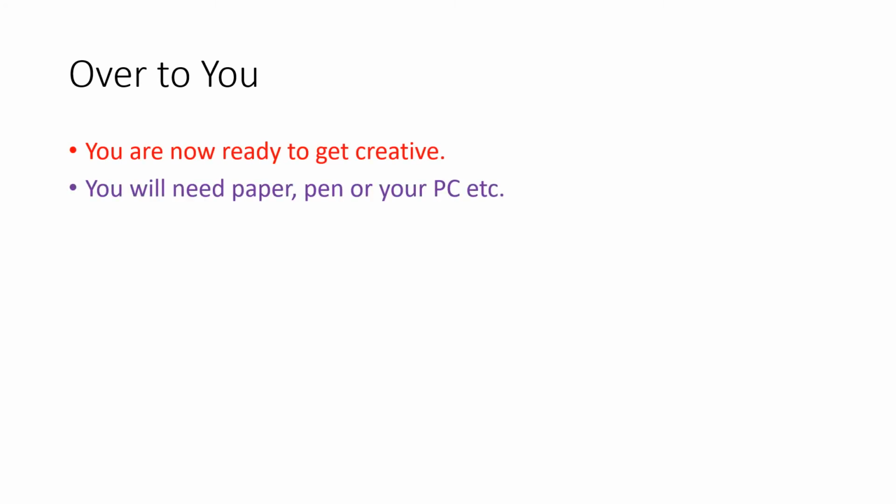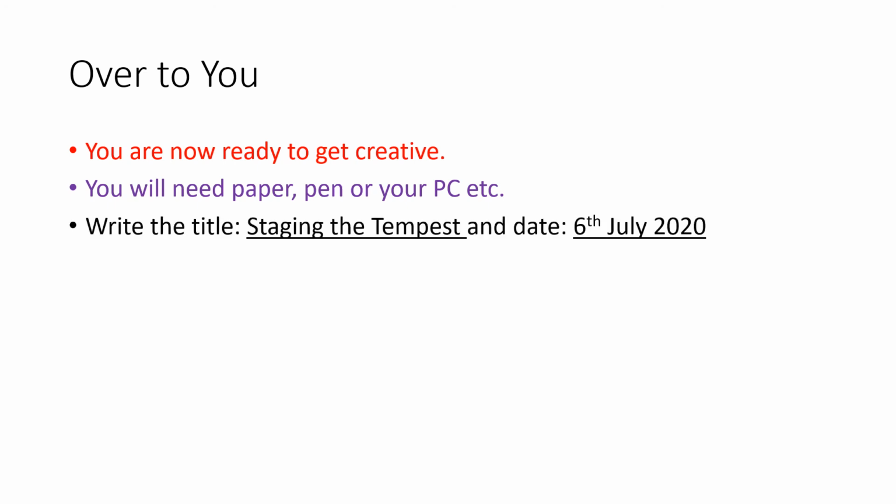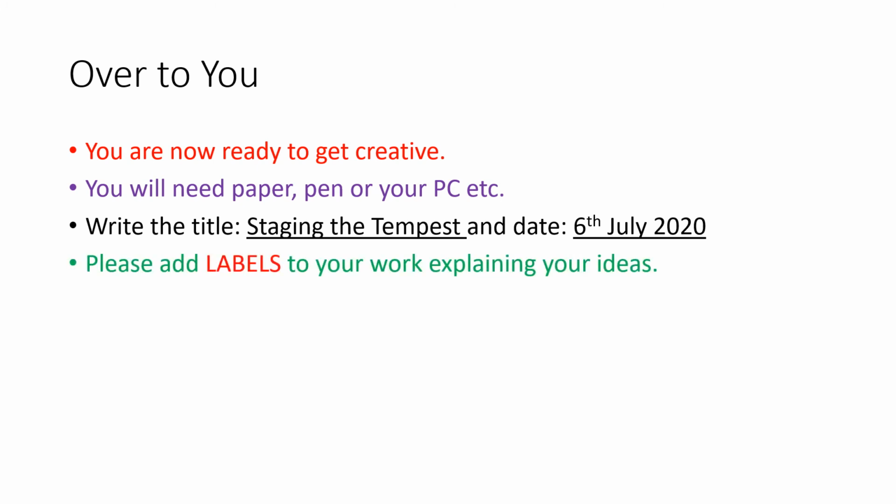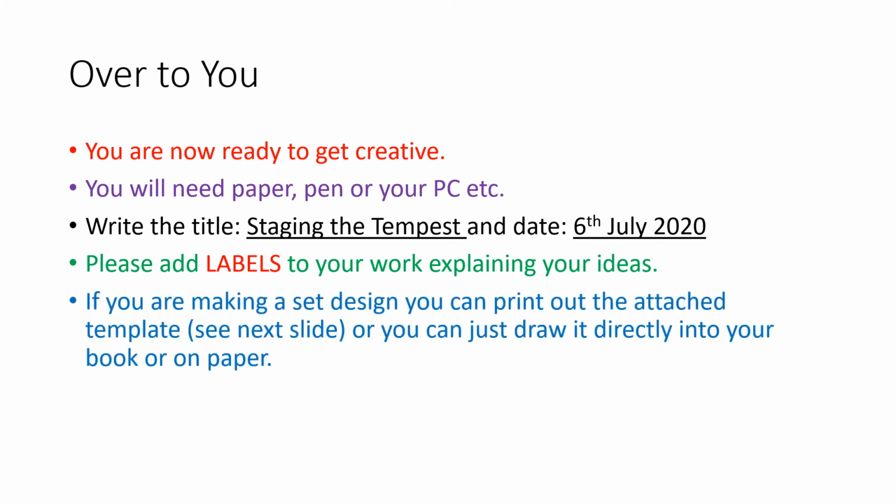Over to you. You're now ready to get creative. You'll need paper, pen, glue, bits and pieces, your PC, etc., whatever you need. Write the title, Staging the Tempest, and the date, 6th of July 2020. Please underline your titles. I want you to add labels to your work to explain your ideas when you've done it, so remember that.